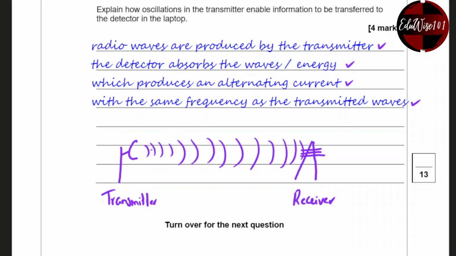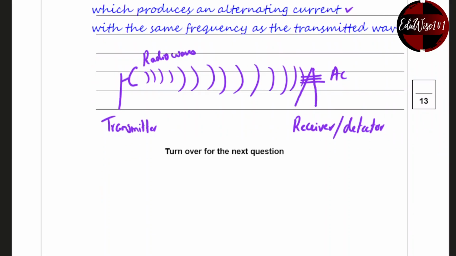So the radio waves that are produced here, so these are radio waves, right? And the detector or the receiver, we can call it the detector as well, right? The antenna absorbs the wave, which produces an AC current at the same frequency as that. Now again, I think it's still hard for some students to understand how this is actually happening.